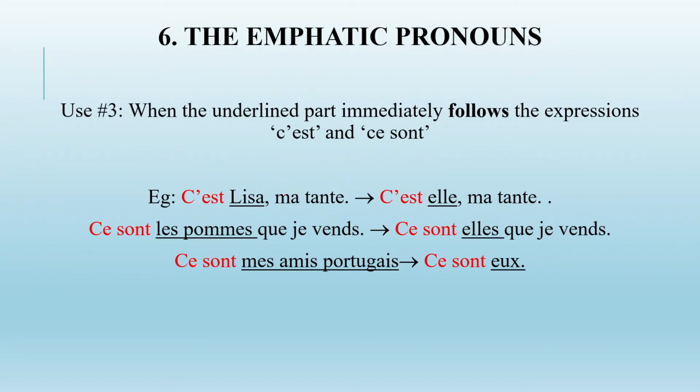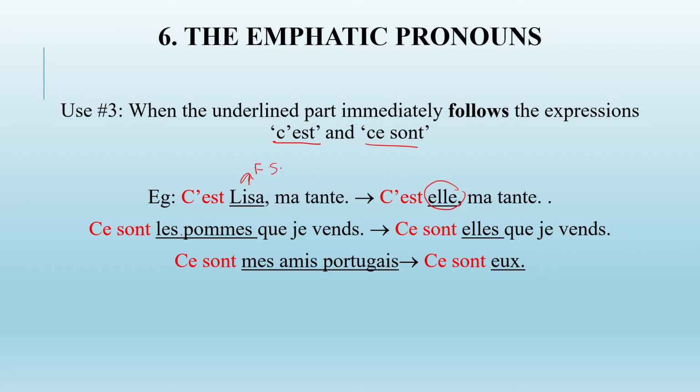When you have the words, the expression c'est and ce sont coming before the underlined part, you have to substitute the underlined part with the emphatic pronoun. So c'est has come here, c'est Lisa, when only Lisa is underlined. So c'est has come before the underlined part. Lisa is feminine singular, it has to be substituted with elle.